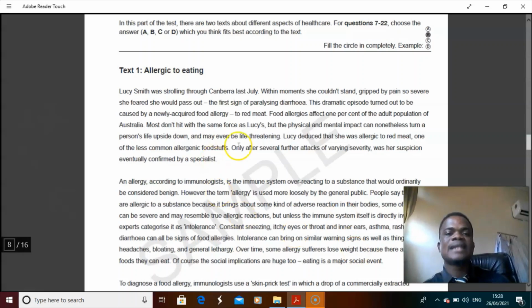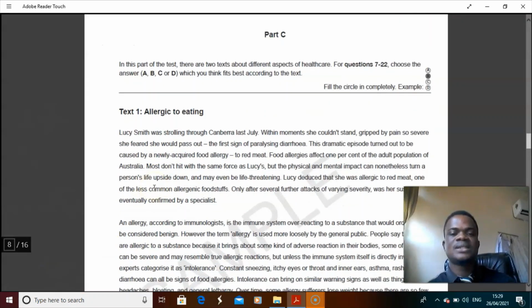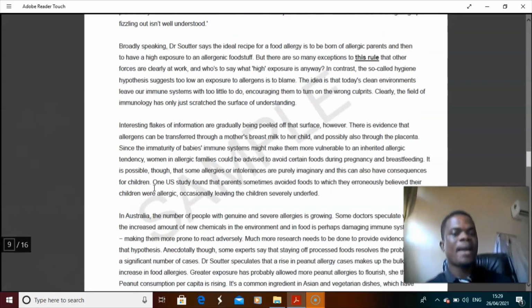Now, when you get to part C, don't bother trying to read the whole passage before you start answering the questions. The questions are arranged according to the paragraphs in each passage. Look at the title of this passage, Allergic to Eating. It means in this whole text, they are going to be discussing allergy in feeding, in eating. Maybe they will give examples of those types of things. I don't know, I've not read the text yet. So there is really no need to start reading these 7 paragraphs.